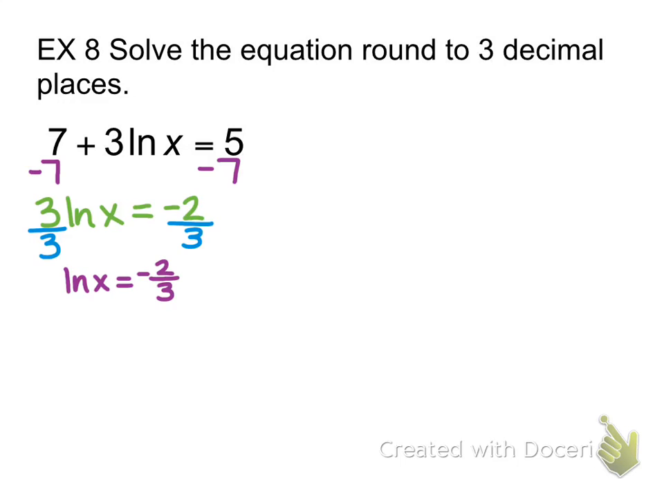So anytime you have a log equals a number or a natural log equals a number, we want to rewrite it in exponential notation. Well, remember that natural log is base e. And then I'm going to use my loop-de-loop to write it in exponential. So e to the negative 2/3 power is equal to x. And then I can type this into my calculator, e to the negative 2/3, and I get that it's approximately 0.513.